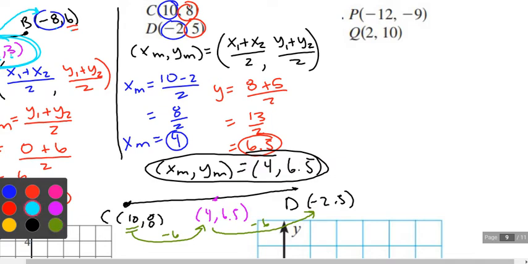Same thing with the y's. So if we go from 8 to 6.5, that's going down 1.5 values. 6.5 to 5, also down 1.5 values. And so this being our midpoint, 100% checks out.